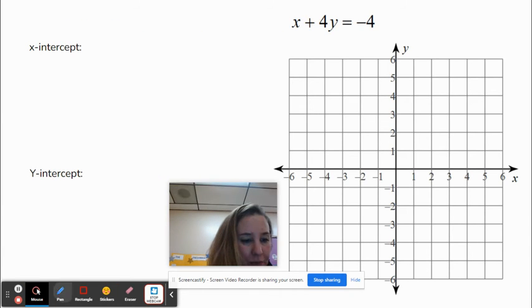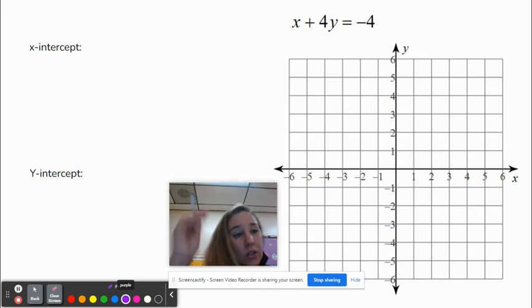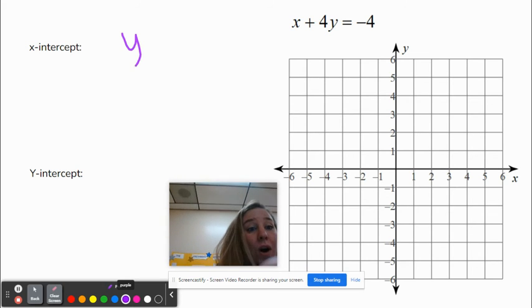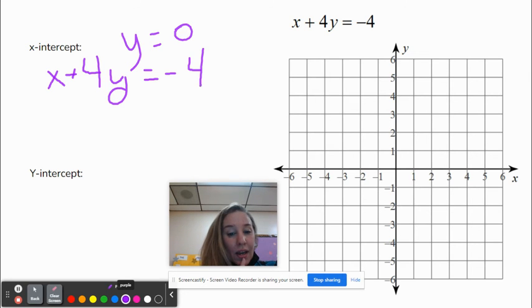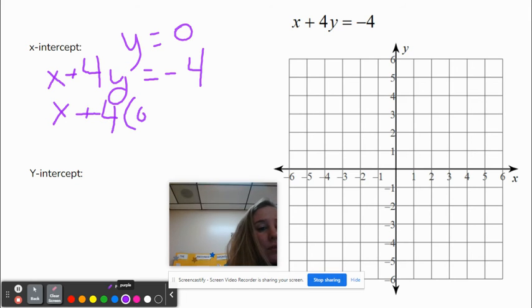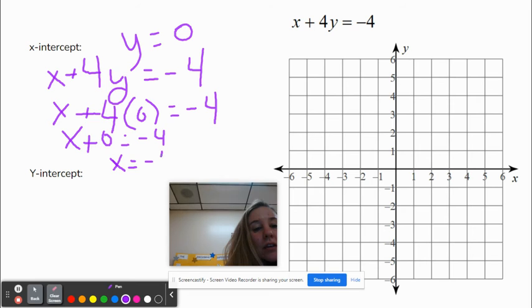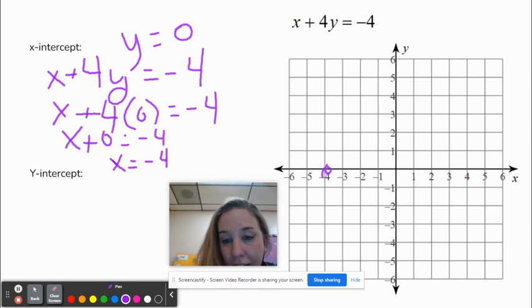Okay, I'm over here now. Cool. So remember, x-intercept means that y equals 0. So we have x plus 4y is negative 4. Okie dokie. Now, y equals 0. So x plus 4 times 0 equals negative 4, which becomes x plus 0 equals negative 4, which becomes x equals negative 4. So your x-intercept is right here at negative 4.